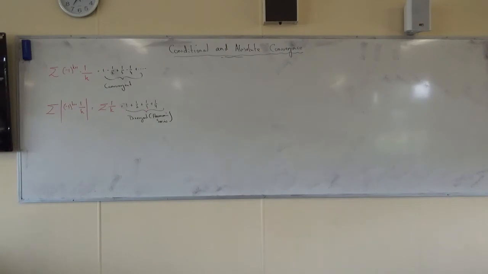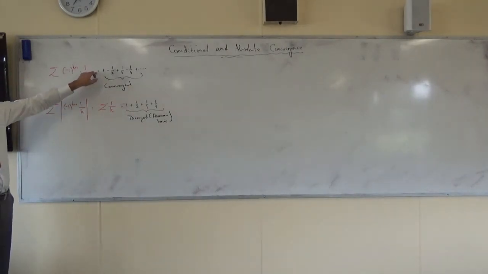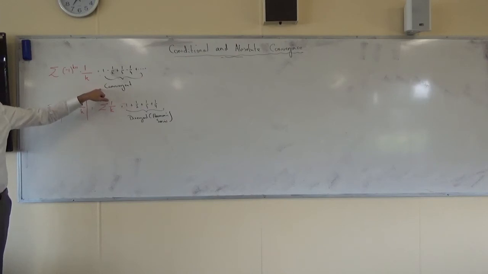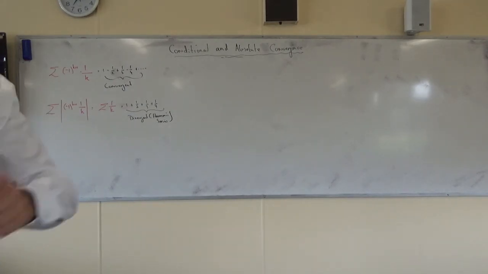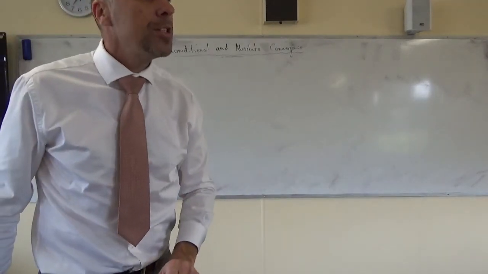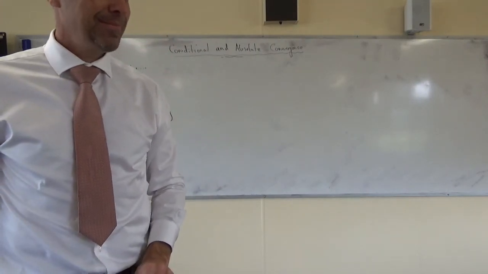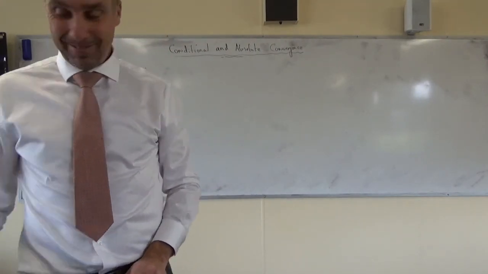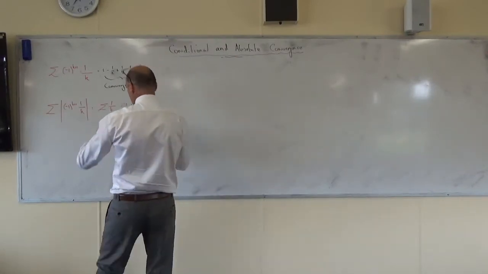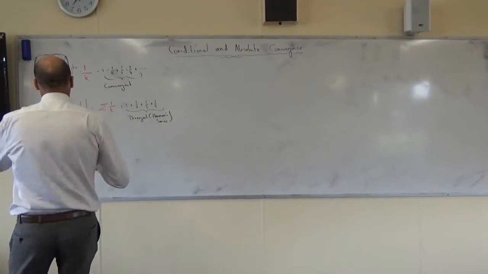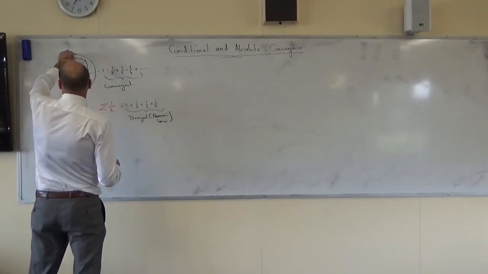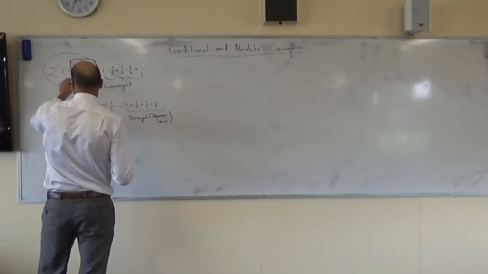So this series here, what's this series called? It's called conditionally convergent. Why is it conditionally convergent? Because when we take the absolute value of the series, we find the absolute value is divergent. Do you want me to write that down? Good. So let me do this in blue then. This series here is conditionally convergent.